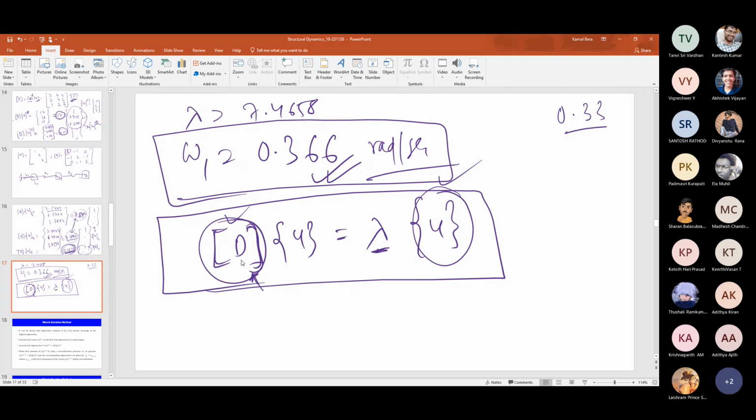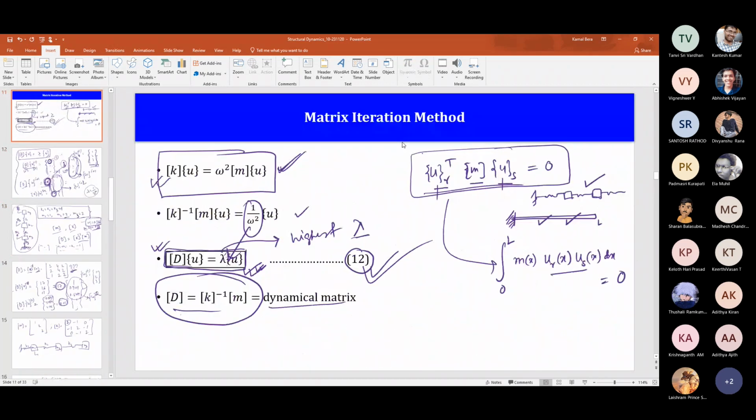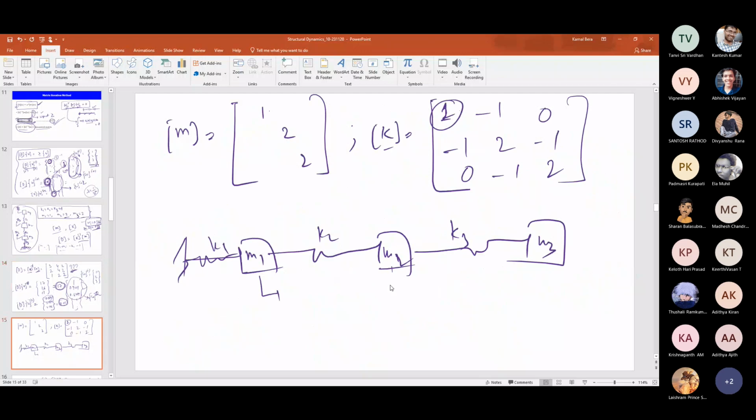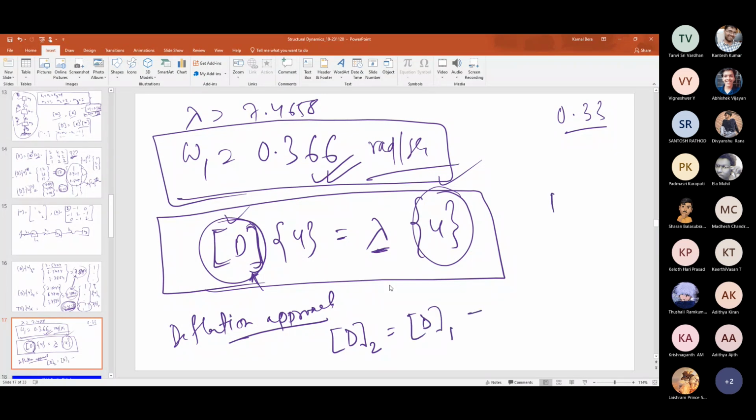Understood? The procedure is called matrix deflation. That is why this procedure, which I am calling the matrix iteration method, is also sometimes called the matrix deflation method. It is the deflation approach. How to deflate it? Now you have to find D2. Just remember the formula. D2 equals D1 minus something, where D1 is your first D, the original D matrix, that is K inverse.